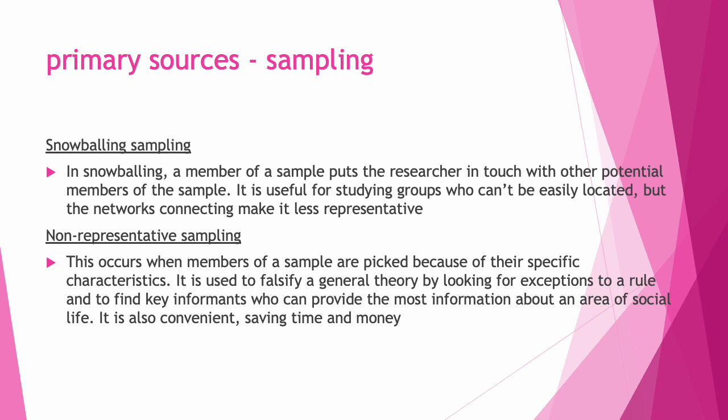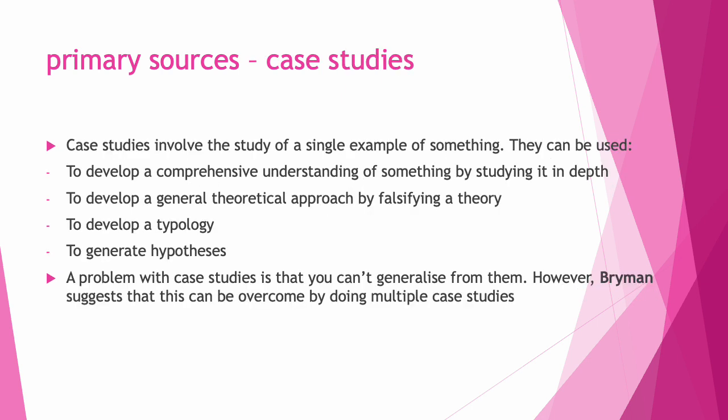Non-representative sampling occurs when members of a sample are picked because of their specific characteristics. It's used to falsify a general theory by looking for exceptions to a rule and to find key informants who can provide the most information about an area of social life. It's convenient, saving time and money.